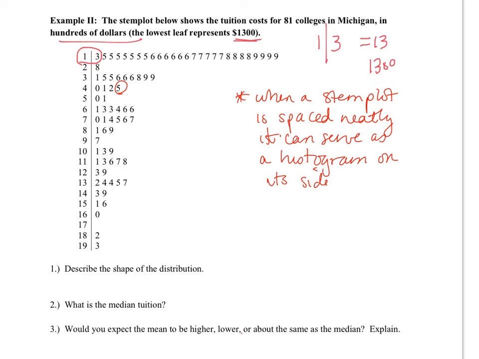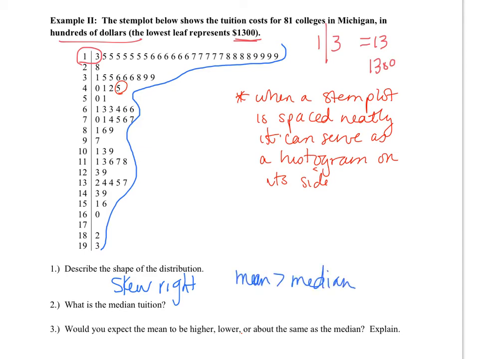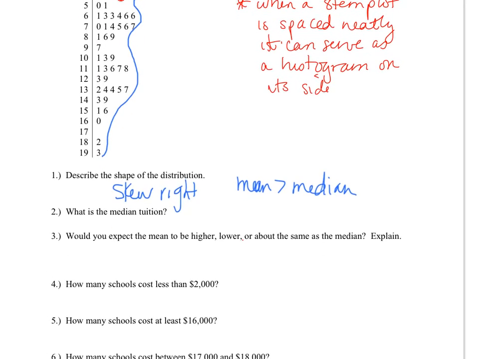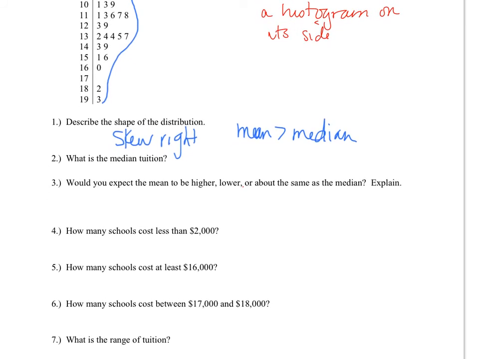Now, notice again how we mentioned that when our stem plot is done nice and neat and spaced correctly, it can serve as a histogram on its side. If we were to draw a curve over this data, we can easily see that this graph has a long tail to the right. So we can say that this graph is skewed right. Without even calculating the median or the mean, we know that our mean will be greater than our median. And again, that's because of this skew right, because we have larger values to the right that are going to pull my mean greater than the true center of my data.